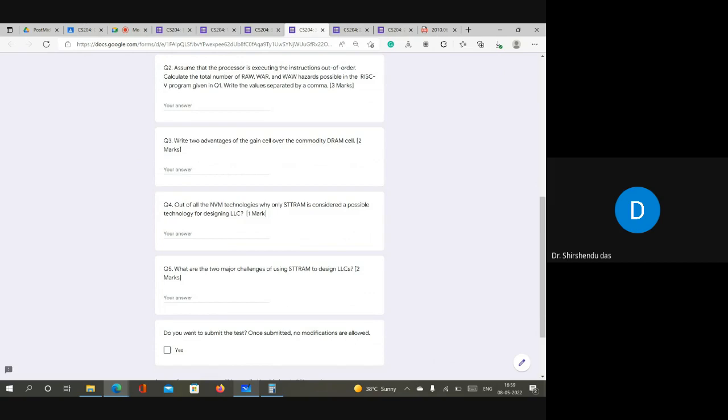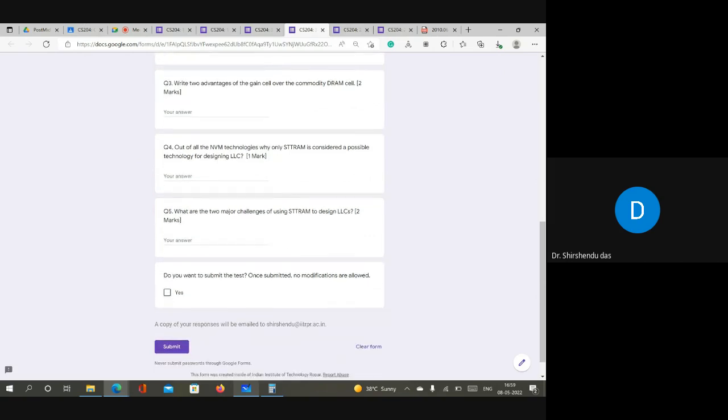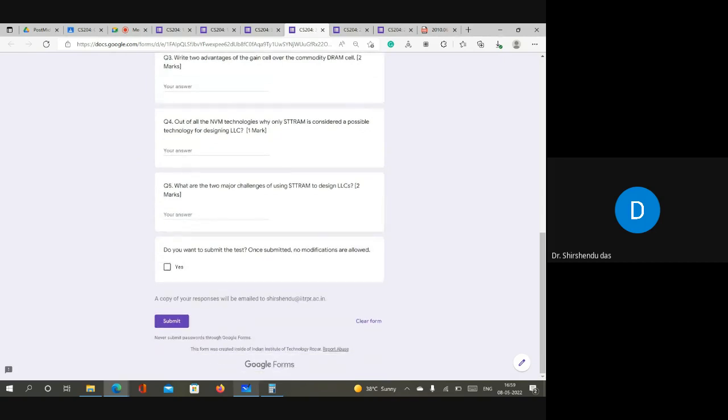Okay, what are the two major challenges of using STT-RAM to design last level cache? Two major challenges are related to write only. The first major challenge is write endurance. In STT-RAM, if you write something in the same cell multiple times, then this cell may get damaged faster as compared to other cells. So here you have to distribute the writes, right? So this is called the write endurance problem.